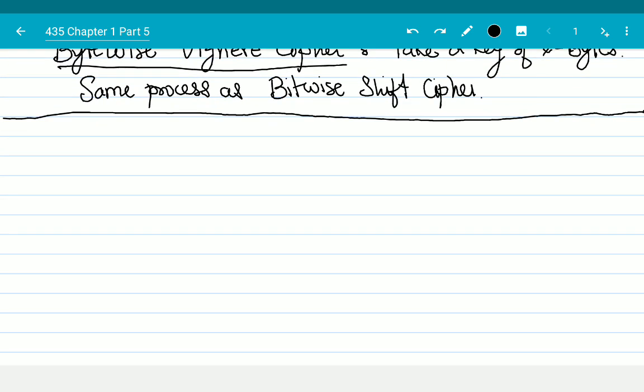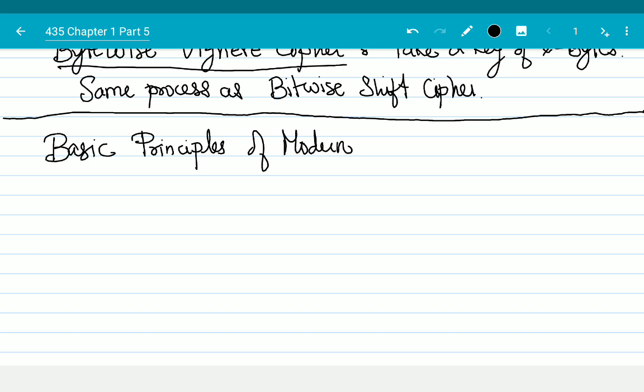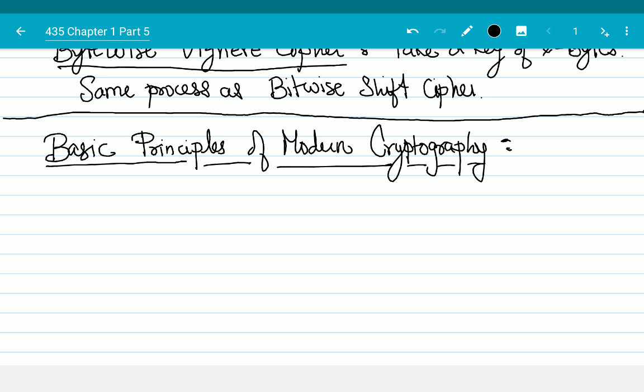So, basic principles of modern cryptography. Most of what we saw till now was completely classical cryptography. To go to modern cryptography, we need to properly define things. Okay, so here are the 3 principles that we are going to look at. First, principle 1.